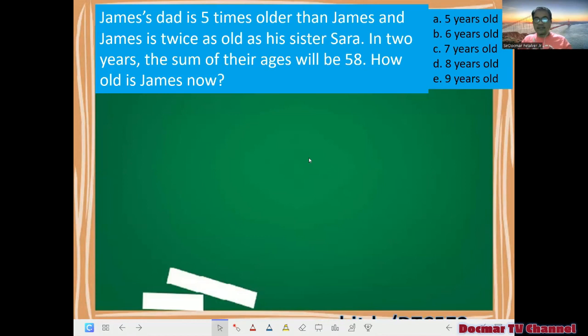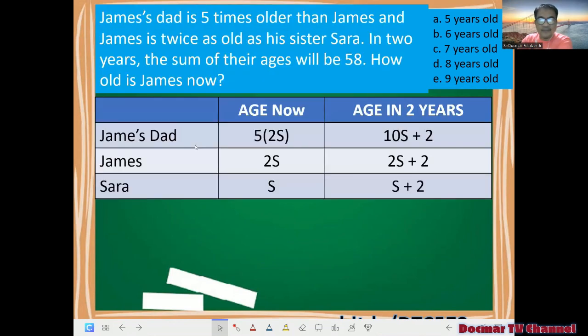In 5 years, James' dad is 5 times older than James, and James is twice as old as his sister Sarah. In 2 years, the sum of their ages will be 58. How old is James now? So, what is being asked? The age of the dad of James and Sarah. And in 2 years daw, ang sum ng kanilang ages will be 58. So, this will be the given.